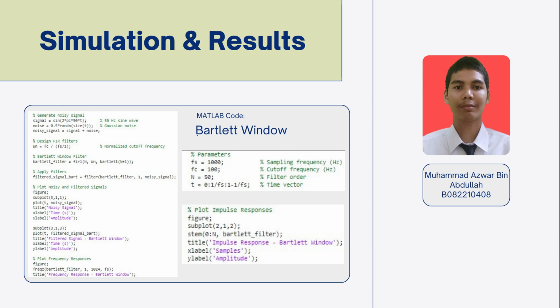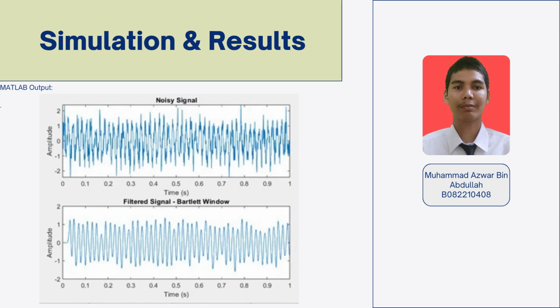After that, a frequency response, which computes and plots the magnitude and phase response of the filter. And the next one is the impulse response, which will display the filter coefficients in the time domain. And this is the expected output result for the Bartlett window.